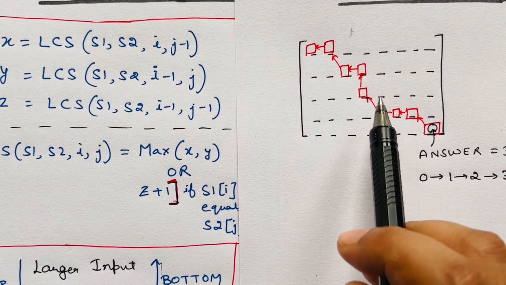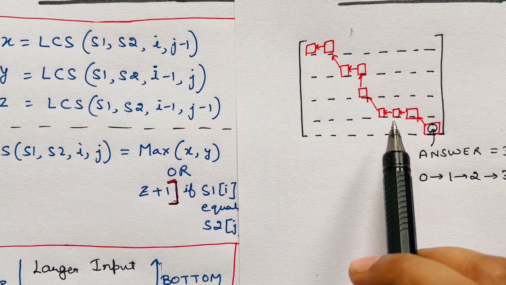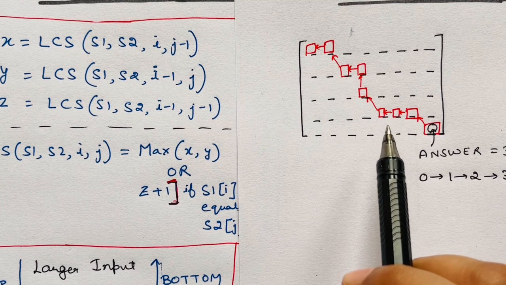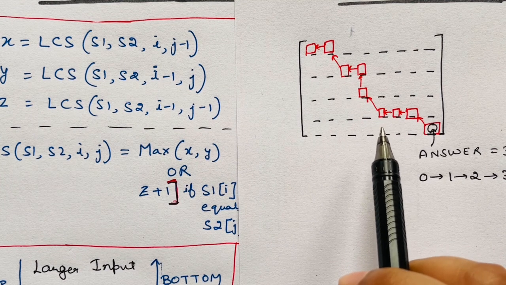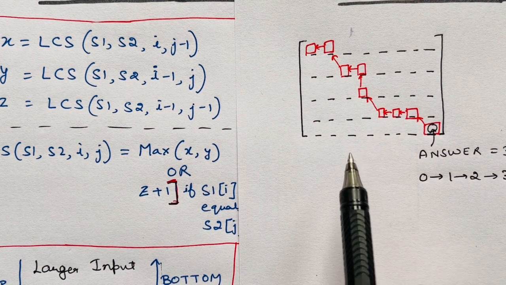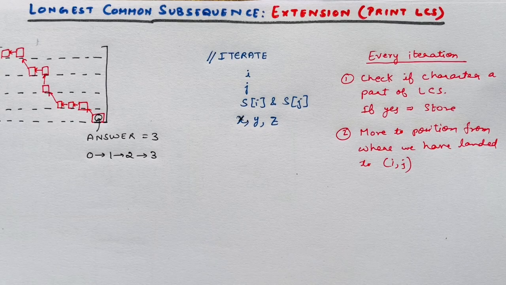X, y or z. So we know definitely which one of them has filled this value. Whichever was responsible, x, y or z, we would move to that position. In this case, y was responsible, so we move to this position. So let's see what our overall approach looks like.